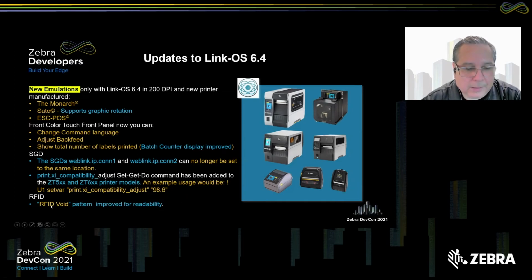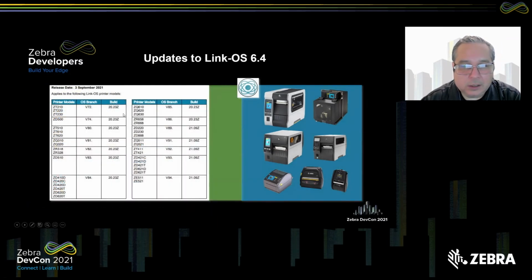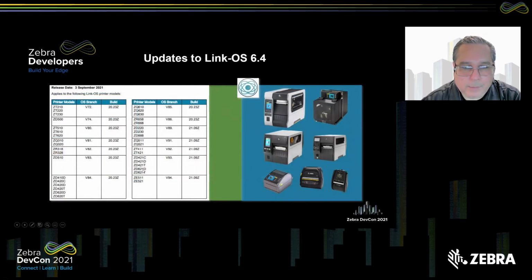And the last thing is, if you're working with RFID, we have improved readability. So my recommendation is, if you're working with RFID, LinkOS 6.4 is needed to get those improvements. So you can see here all of the printers that we have updated through this new release, covering most of the LinkOS printers across industrial, desktop, and mobile configurations.